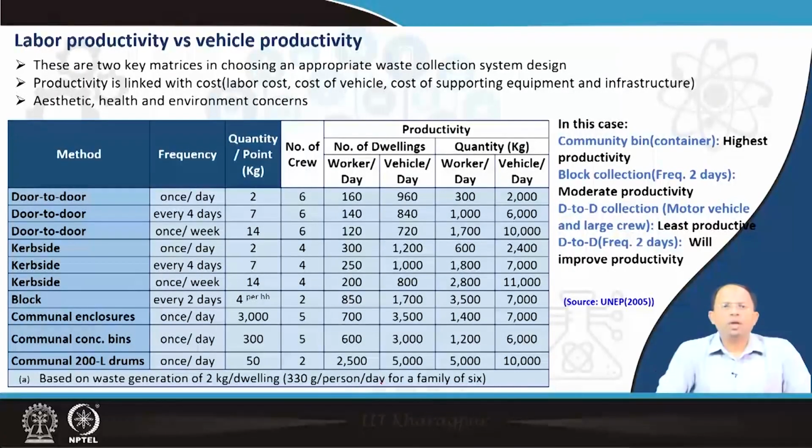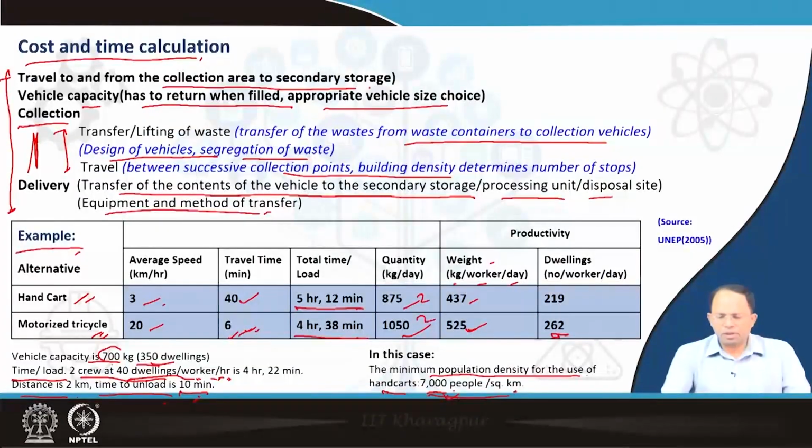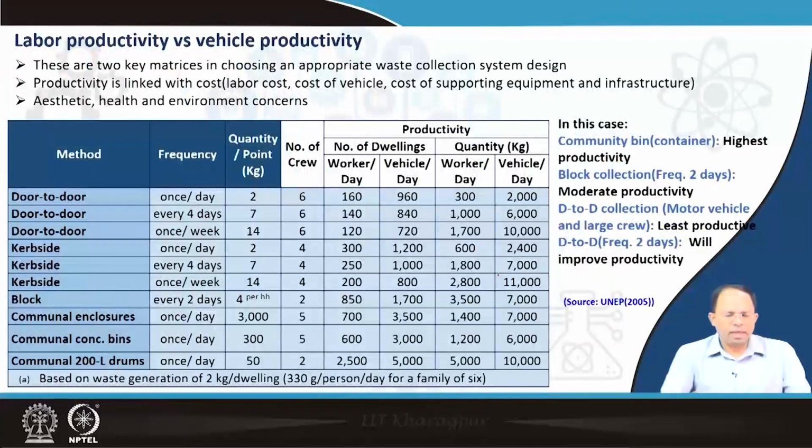Now coming to labor productivity versus vehicle productivity, you already saw in the earlier slide that we are talking about productivity in terms of the workers, right? But over here we are talking about both labor productivity and vehicle productivity. That means how much a vehicle is utilized and how much a particular labor is utilized. So our target should be to maximize the utilization of both labor and vehicle, because that influences the cost. The more productive a vehicle or a labor is, the less my overall cost would be.